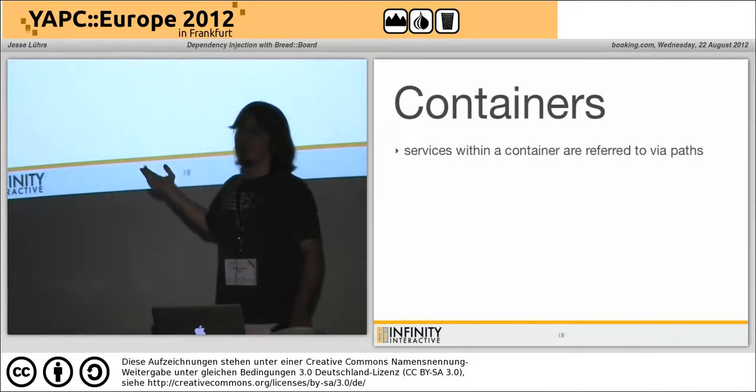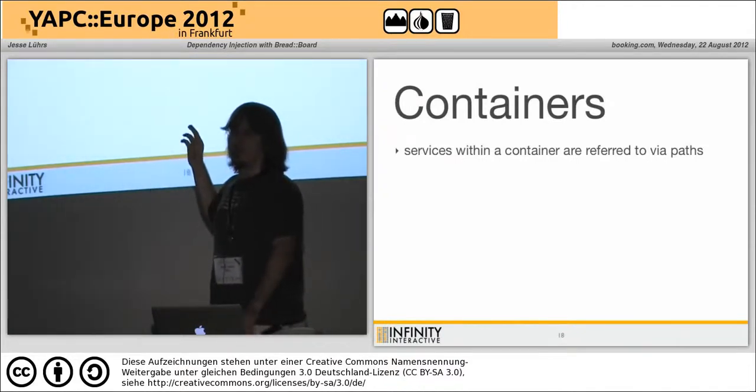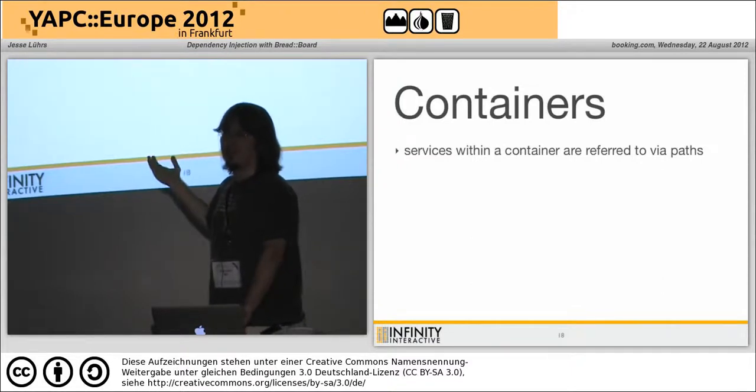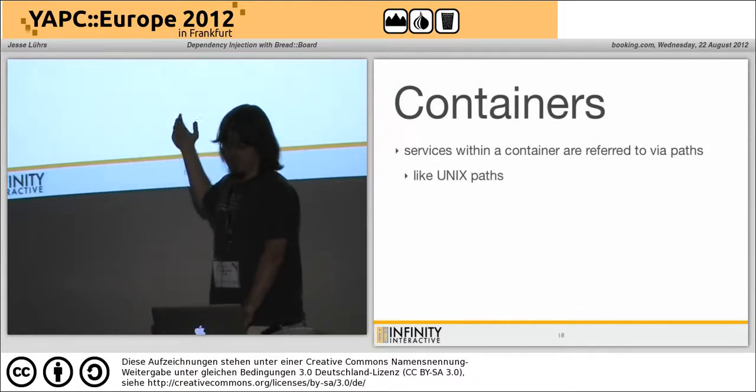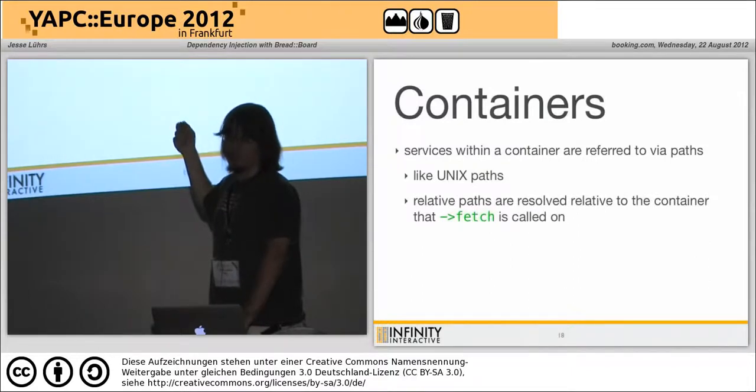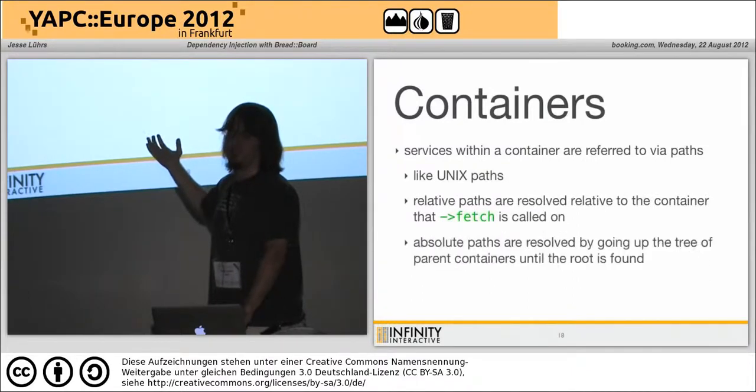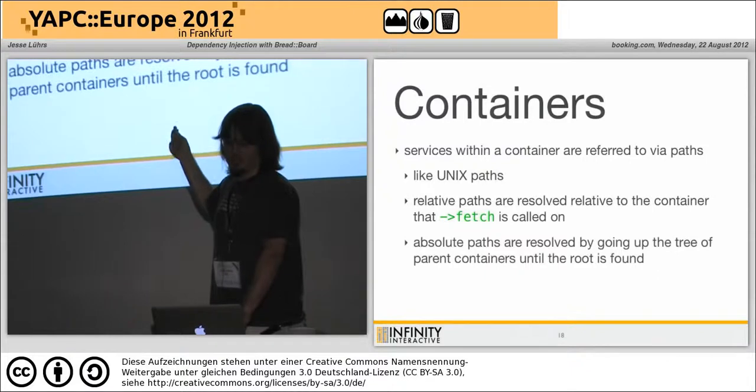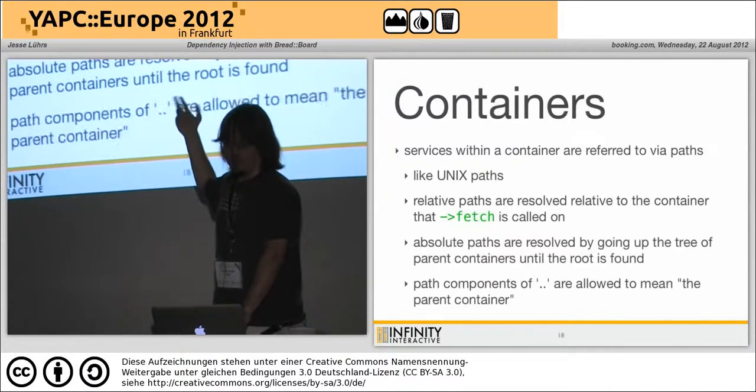Because containers can have subcontainers, there's a way to specify where you want to look for your services. You do this by specifying something that's basically like Unix paths. The relative paths are relative to the current container. Absolute paths go up to the parent. It's all pretty straightforward.